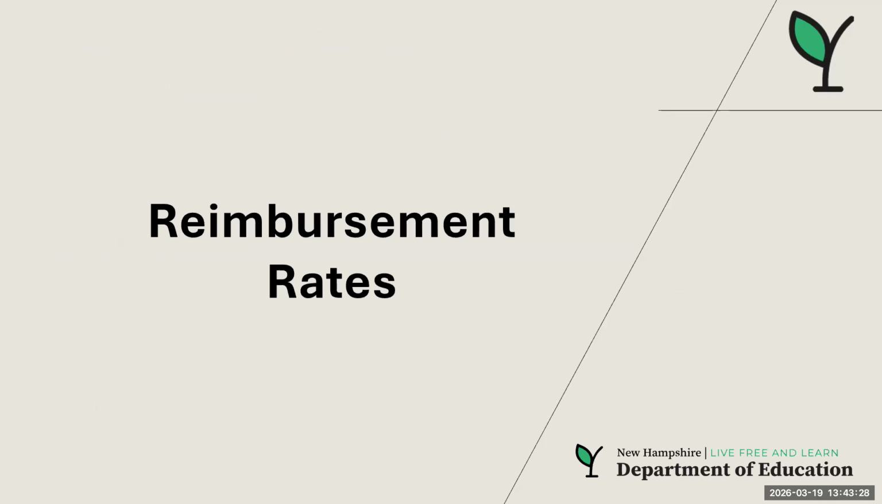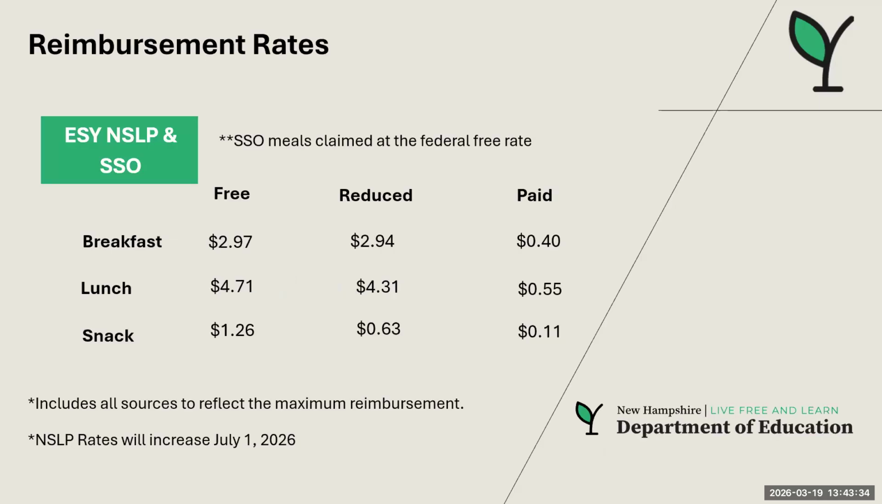So now we'll go into more detail about reimbursement rates for each program. So the reimbursement rates for extended school year, ESY, and seamless summer option are the same as they are for the National School Lunch Program. So for ESY, meals are reimbursed per student eligibility, so free, reduced, and paid. And for SSO, meals are reimbursed at the federal free rate.